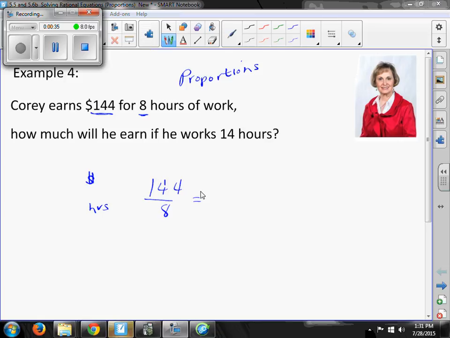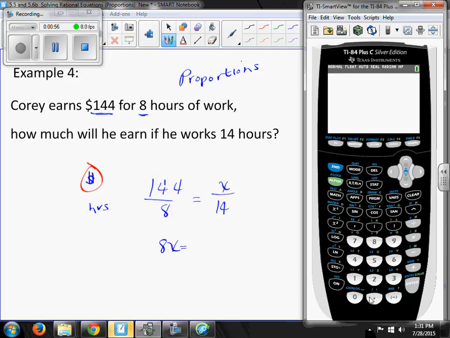How much will he earn if he works 14 hours? How much will he earn? I want the money in the numerator. How much will he earn? That'll be X if he works 14 hours. So I'm going to cross multiply. I'll have 8 times X is 8X, and then I'll have to do 144 times 14. So I'm going to get my calculator out for that.